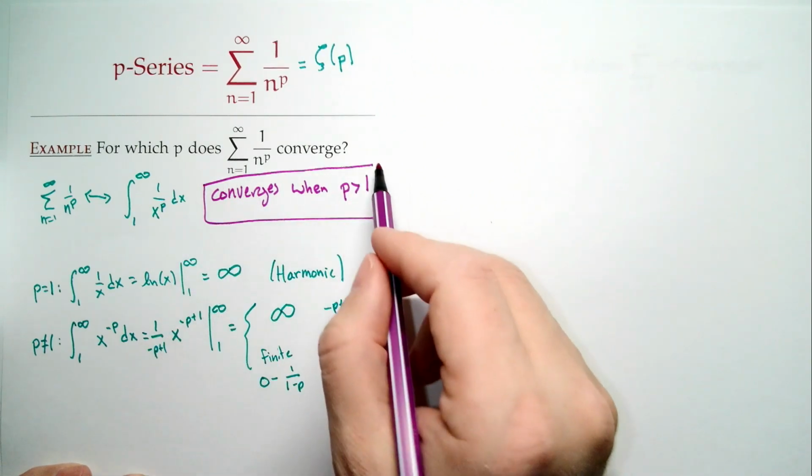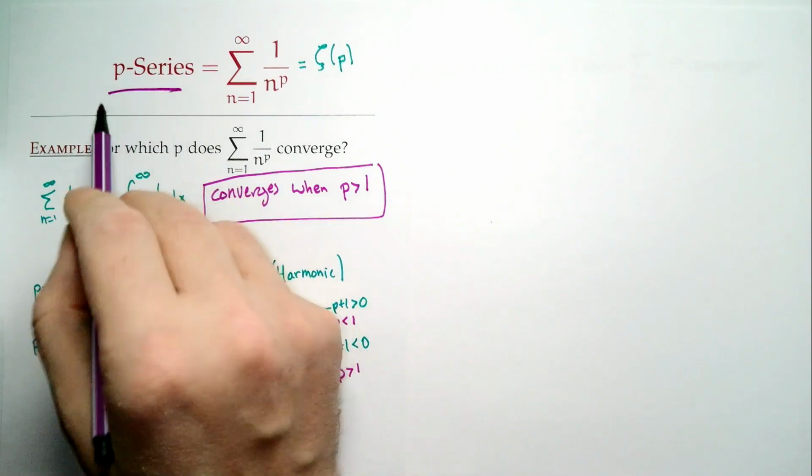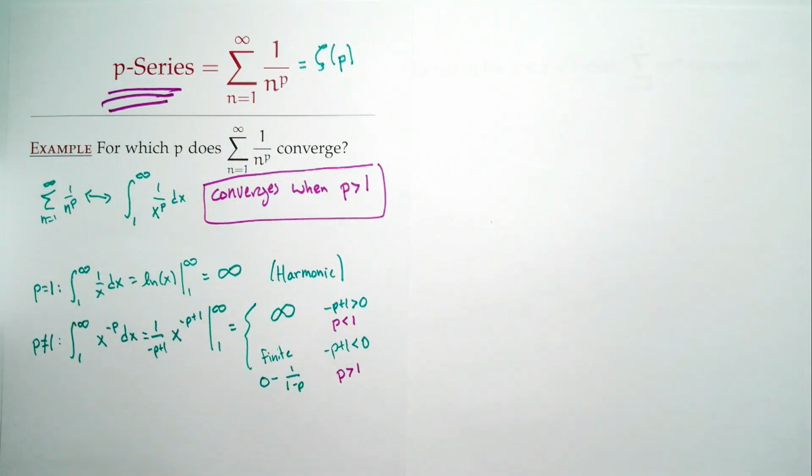Now, this is important. You know it's important because it even has a name. So we're going to keep referring back to this over and over again. P series. And it's kind of an interesting thing, because what does this say?